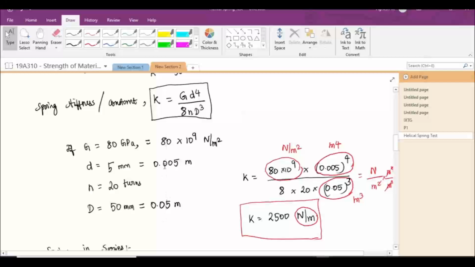Now if I apply all these values to the formula, I'm getting the stiffness as 2500 Newton per meter.